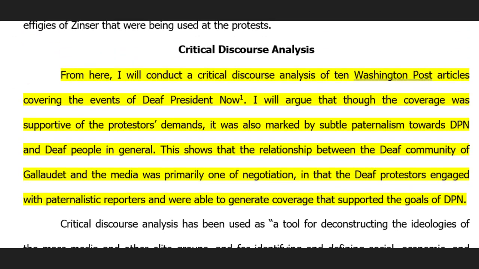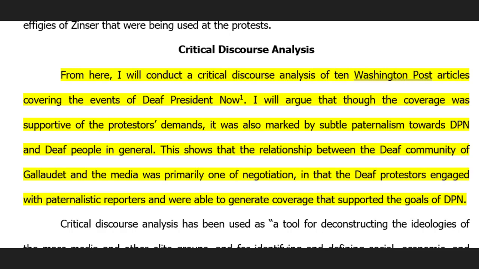The second main section of that paper is the one that I called Critical Discourse Analysis. So again, I'll just read the first paragraph of this one and explain what I did with it. It goes, "From here, I will conduct a critical discourse analysis of 10 Washington Post articles covering the events of Deaf President Now. I will argue that though the coverage was supportive of the protesters' demands, it was also marked by subtle paternalism towards Deaf President Now and deaf people in general.